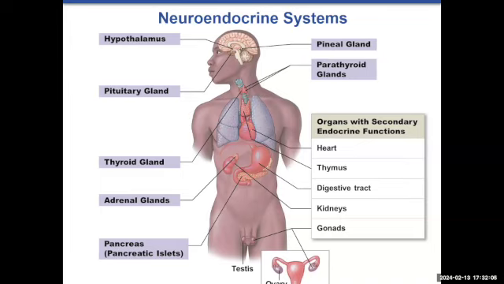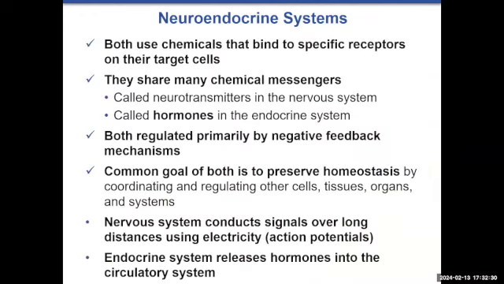Okay, so again, the neuroendocrine system is one of several cell-to-cell communication systems within the body, the nervous system being the other one that we talked about. Now, the endocrine system is going to be similar to the nervous system. There are some similarities, and there are going to be some differences as well. It's important to mention this because you're usually asked to compare and contrast the similarities and the differences between the nervous system and the endocrine system on exams.